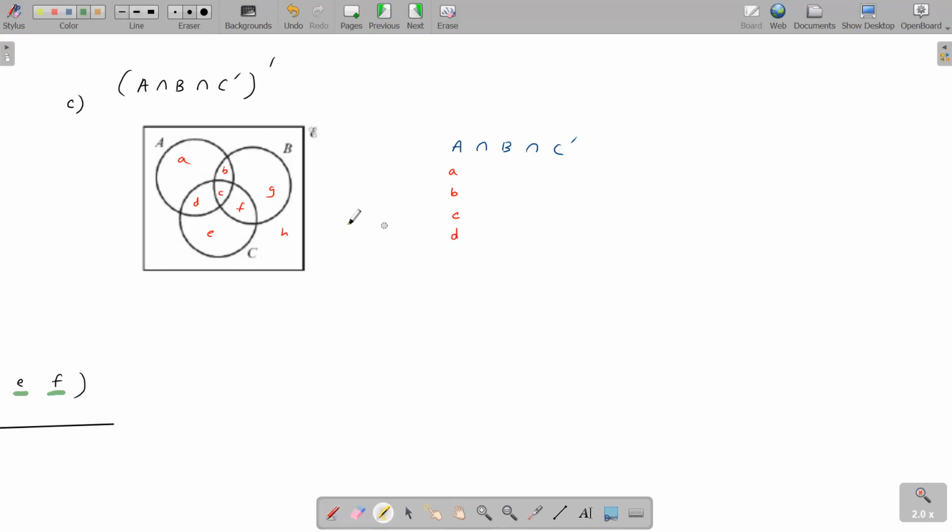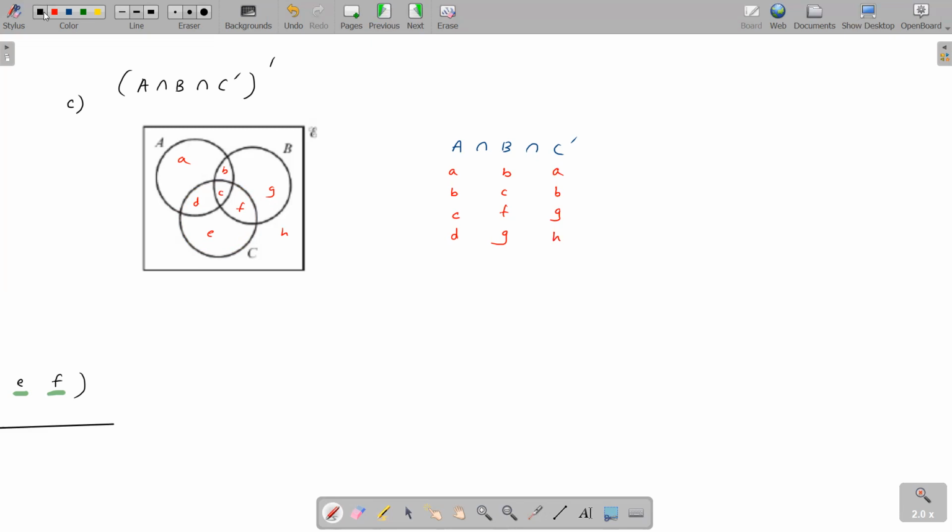And then circle B, you have the regions B, C, F, and G. Can you see? In circle B, the regions are B, C, F, and G. So write that down. And then C dash. C dash means outside. C dash means outside circle C. So A, B, G, and H. Can you see outside of circle C?